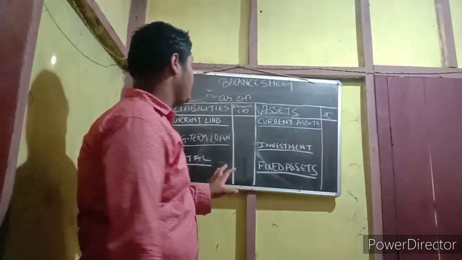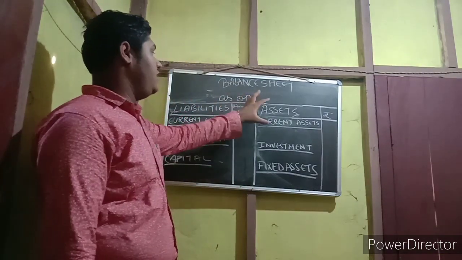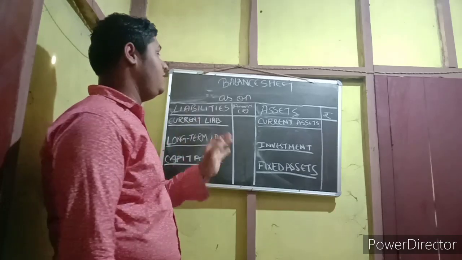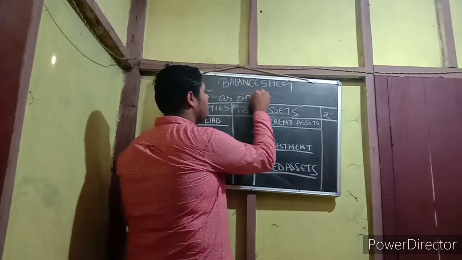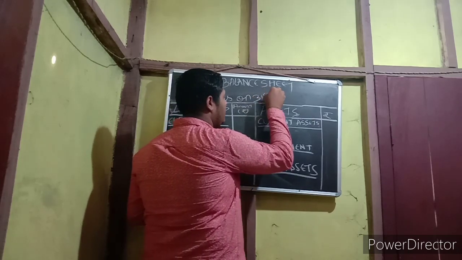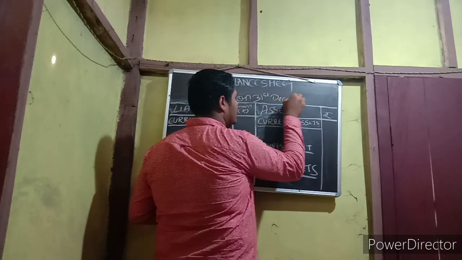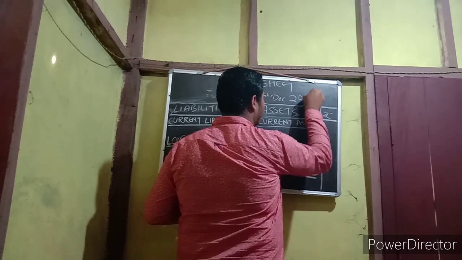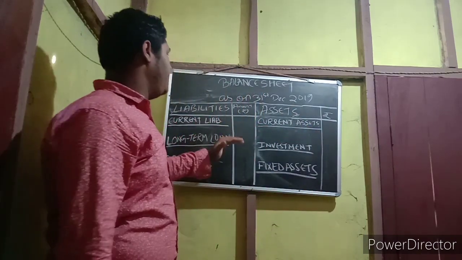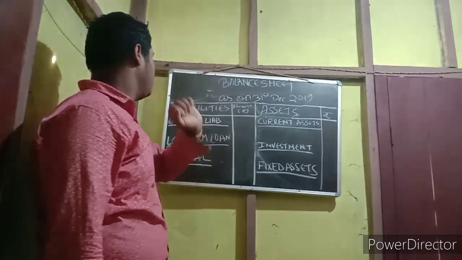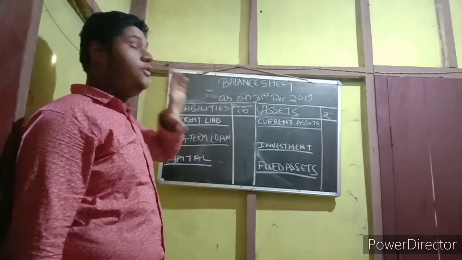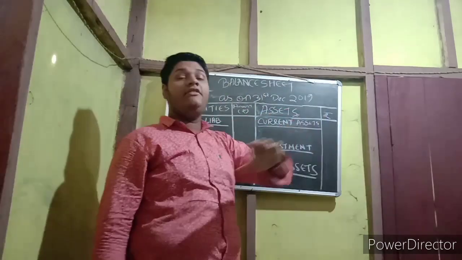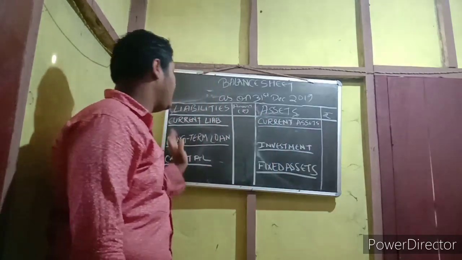Okay students, so this is the format or the specimen of the balance sheet. When you write the balance sheet, it will be written as on a particular date, suppose the 31st December, year maybe 2019. In the balance sheet we have two separate sides, that is liability and asset. In the balance sheet we will never write debit side and credit side. Balance sheet has no debit and credit side, it has the asset and the liability side.